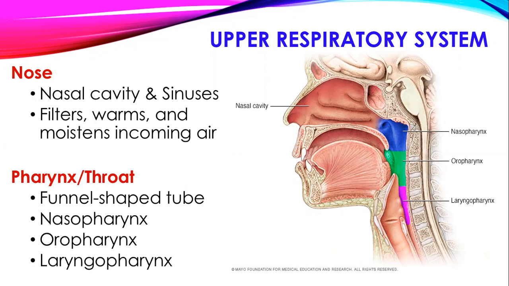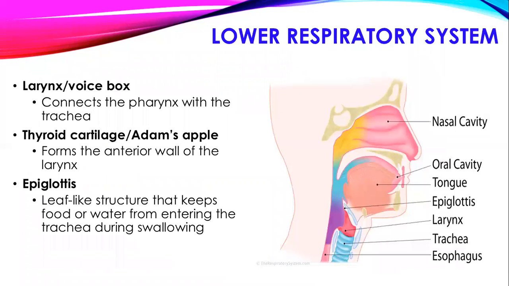It includes the nasopharynx, the oropharynx, and the laryngopharynx. The larynx, or the voice box, contains your vocal cords. When moving air is breathed in and out, it creates voice sounds. It allows the connection between the pharynx with the trachea.